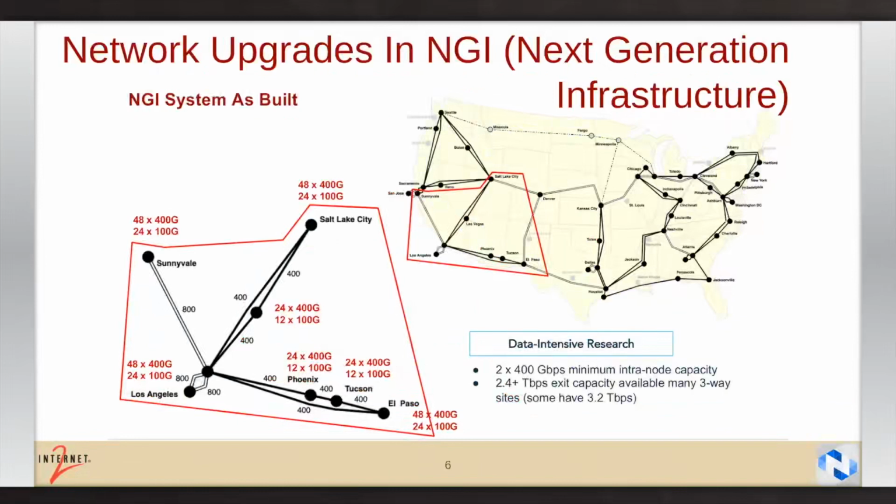As part of our fiber network upgrade, we replaced the underlying fiber leases in about 80% of our footprint, which means we are now capable of 800 gig plus wavelengths and 32 terabits per second capacity per link. The packet network upgrade means we now have at least 24 400 gig ports and 12 100 gig ports in every node. And our intra-node capacity is now a minimum of 2 by 400 gig. Almost all of our three-way sites have an exit capacity of 2.4 terabits per second minimum, and some have an exit capacity of 3.2 terabits per second. We want to take a look back at 2010, which was when we installed our previous network.